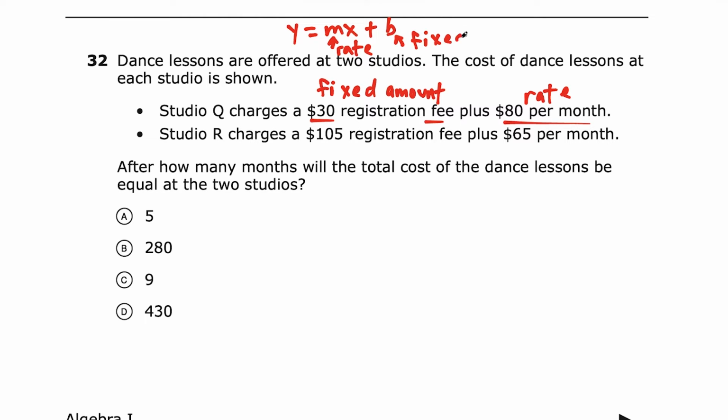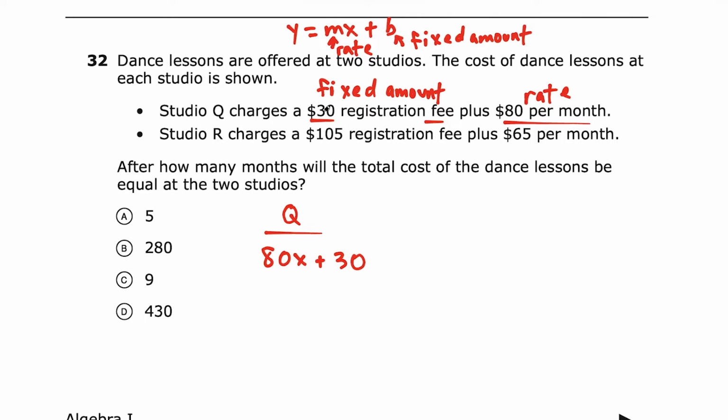If I were graphing the equation of a line, m I would treat as the slope, the rise over the run, and b would be the y-intercept. But in these word problems, m is the rate and b is the fixed amount. So if I just had to write an equation for Studio Q, I would say the equation for Studio Q would be 80x plus 30.